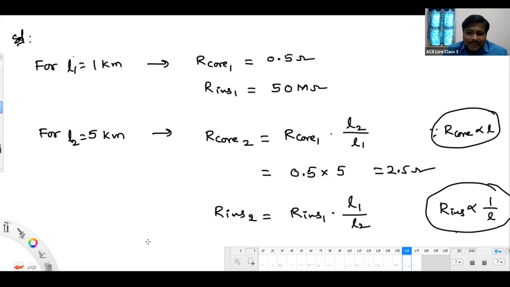Okay, I think it is sufficient for the conductor resistance and the insulation resistance. So only one thing we have to remember all the time. Conductor resistance is a series resistance. Insulation resistance is a shunt resistance of the model.